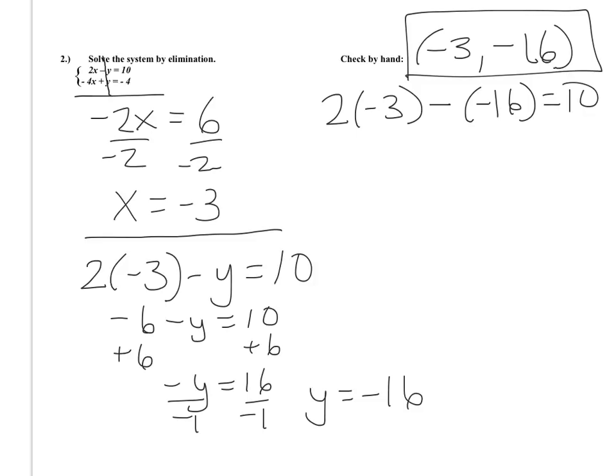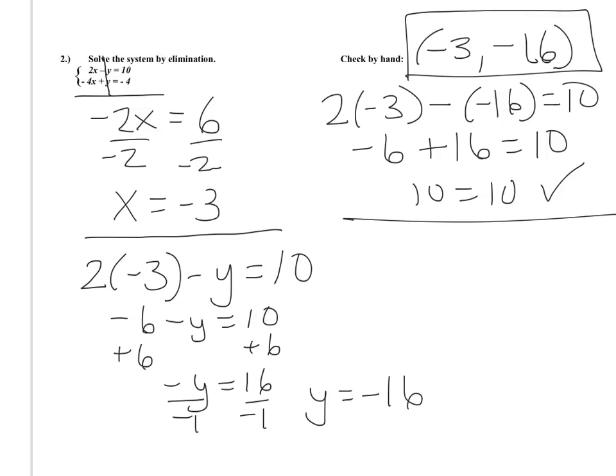And so 2 times -3 is -6. Well, minus a negative is plus, so -6 plus 16 is equal to 10. And I'm going to add and get 10 is equal to 10. So it works in the first one. So we got to check the second one.